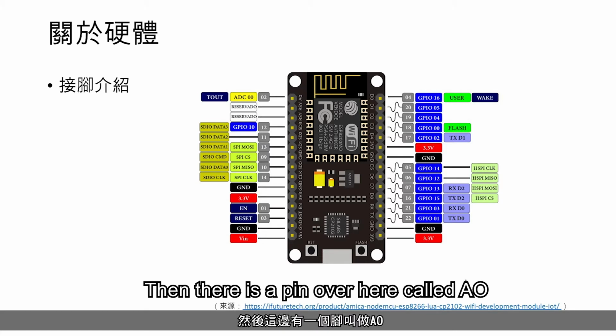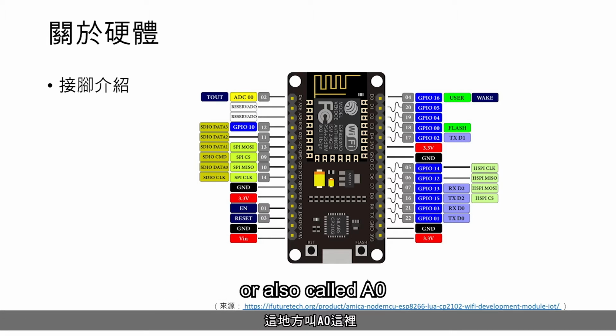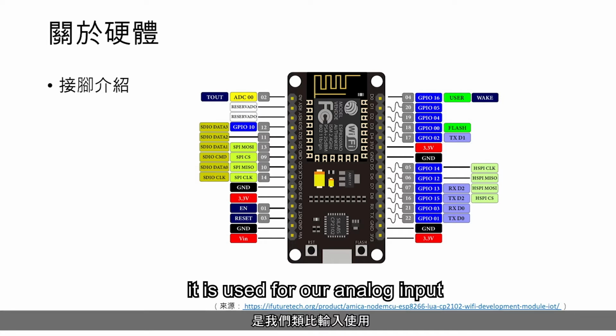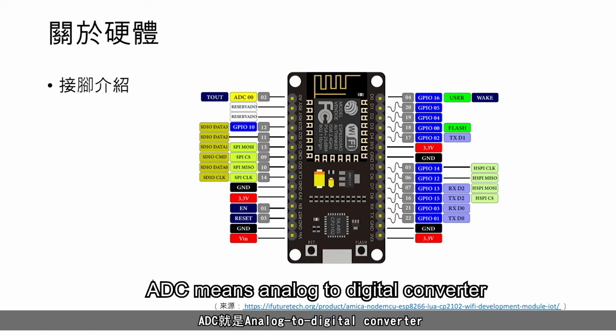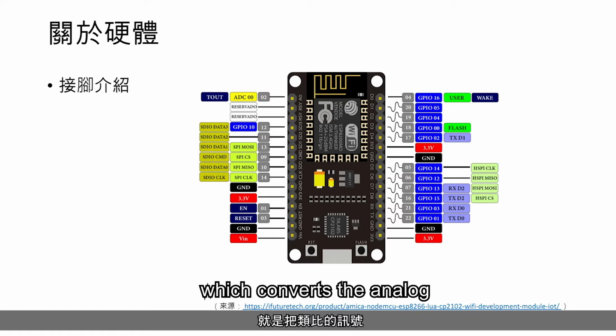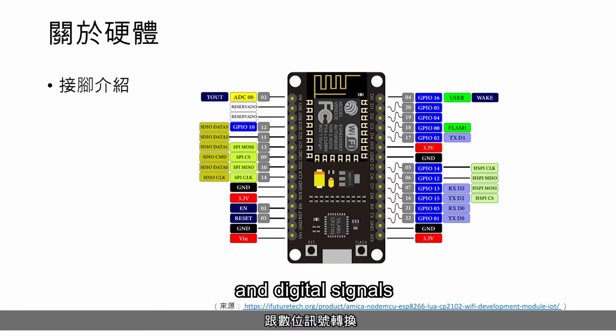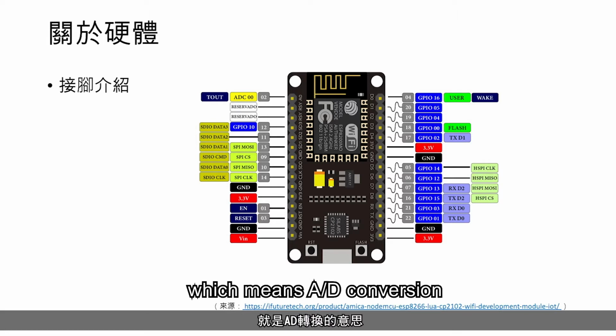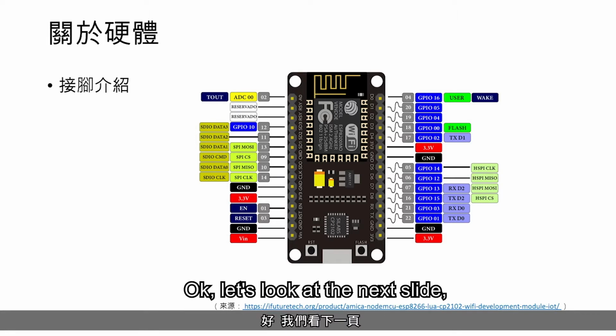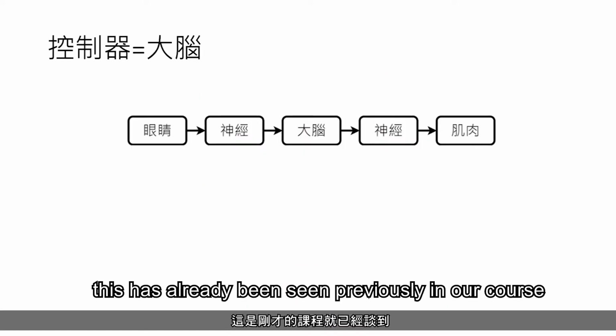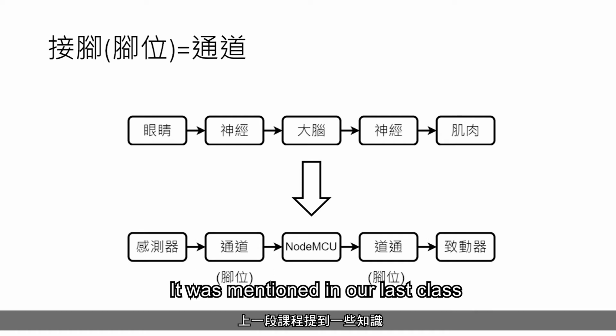Then there's a pin over here called AO, or also called A0. What is this pin responsible for? It is used for our analog input. So here you can see ADC. ADC means analog to digital converter, which converts the analog and digital signals, which means A and D conversion. Okay, let's look at the next slide. This has already been seen previously in our course. It was mentioned in our last class.